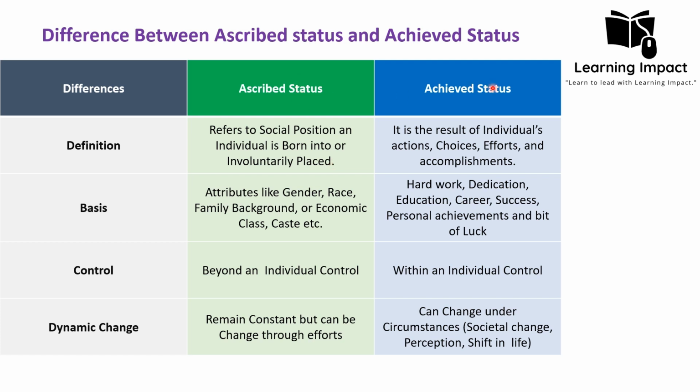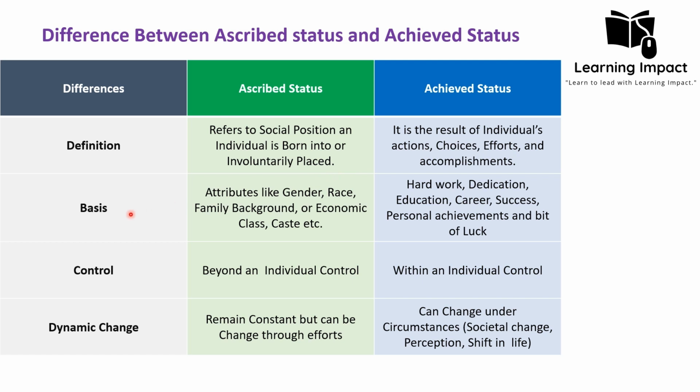While in case of the achieved status, it is the result of an individual's actions, choices, efforts, and accomplishments. For example, as I'm a sociology lecturer, this is my achieved status because I got this status after working hard, after I understood sociology and learned it, and then I became a sociology lecturer. So this is an accomplishment, or we can say effort. It is actually the result of an individual's action.